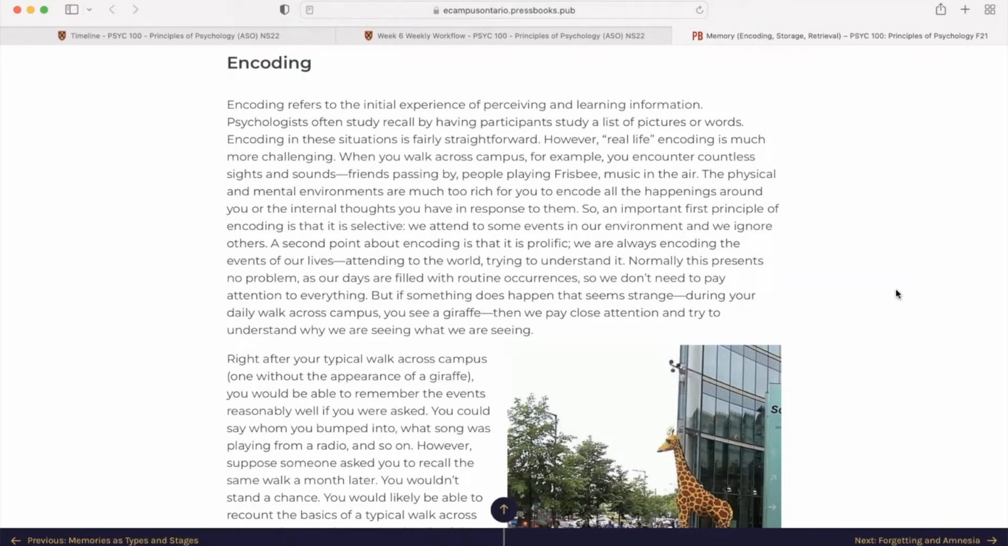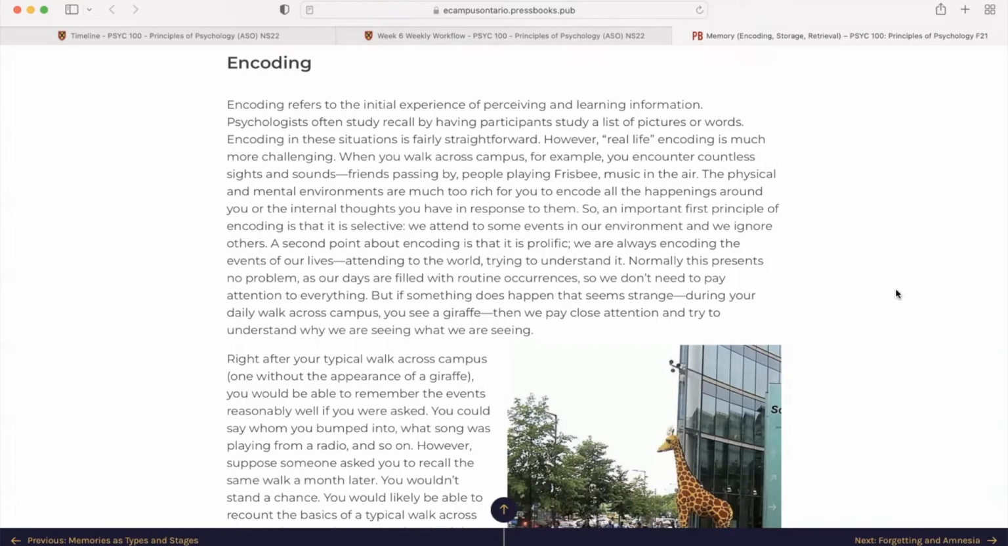When you walk across campus, for example, you encounter countless sights and sounds, friends passing by, people playing frisbee, music in the air. The physical and mental environments are much too rich for you to encode all the happenings around you or the internal thoughts you have in response to them. So, an important first principle of encoding is that it is selective. We attend to some events in our environment and we ignore others.